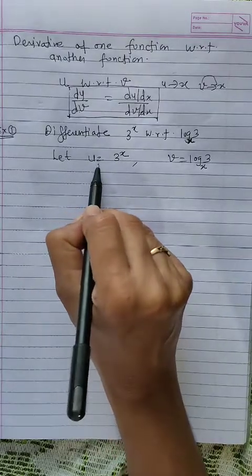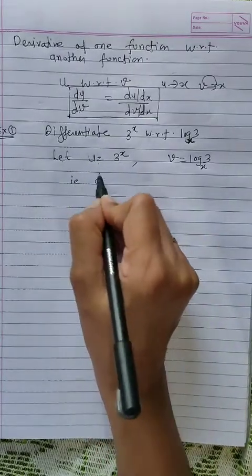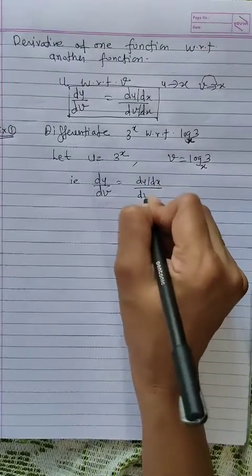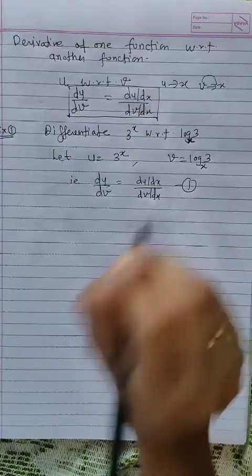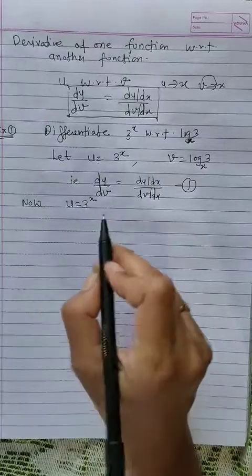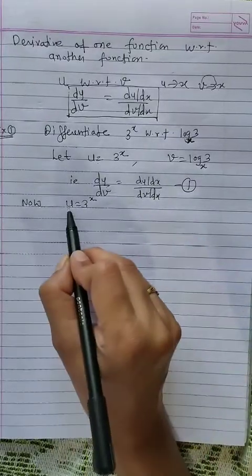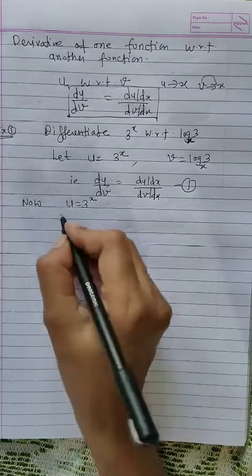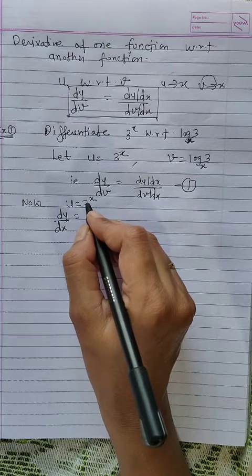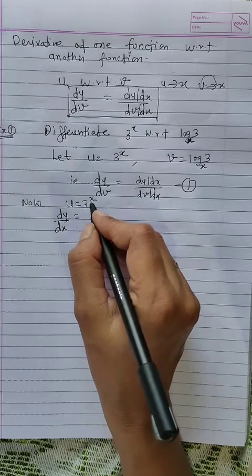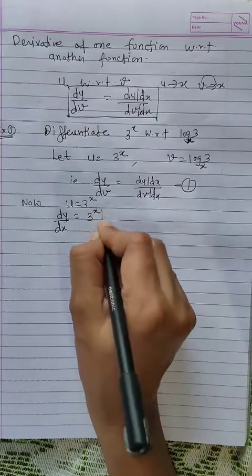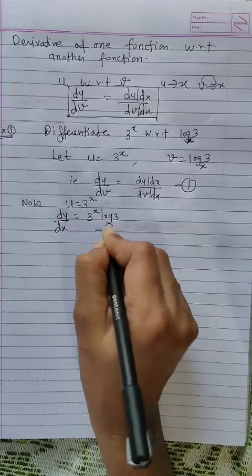What do we want? Differentiation of u with respect to v, that is du by dv, and we know that it is du by dx upon dv by dx. Say this is equation number 1. Now u is 3 raised to x. What we want is du by dx, so differentiation of u with respect to x. Now differentiation of 3 raised to x is in the form of a raised to x. And what is the differentiation of a raised to x? a raised to x log a. So differentiation of 3 raised to x is 3 raised to x log 3. Say this is equation number 2.